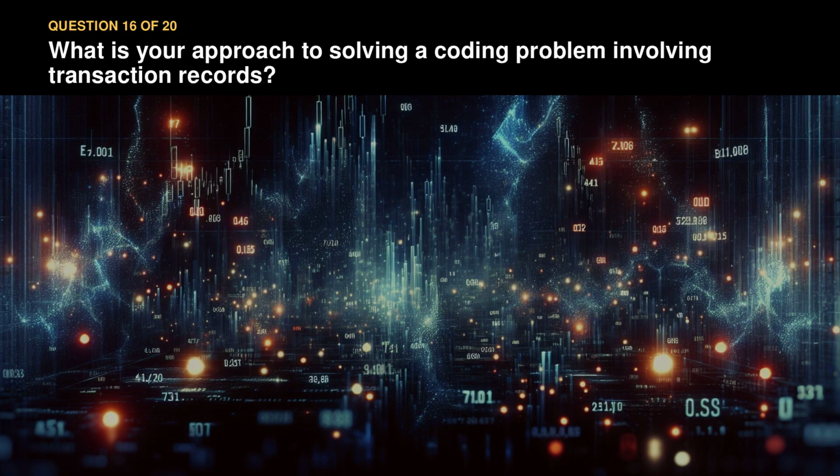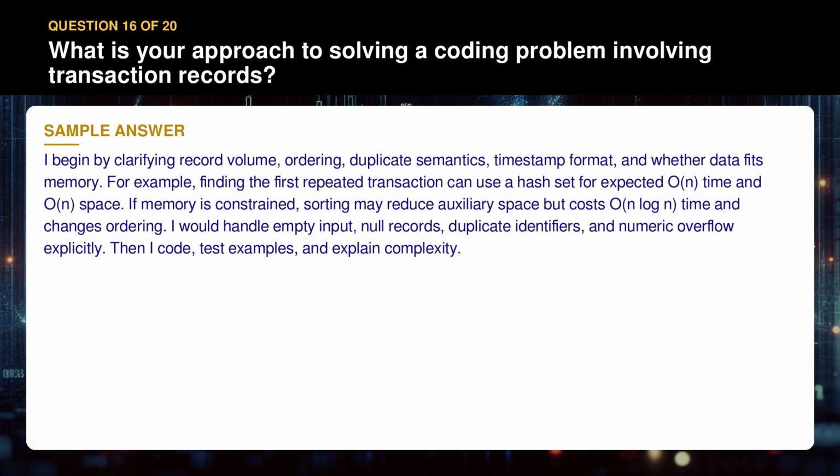Question 16. What is your approach to solving a coding problem involving transaction records? I begin by clarifying record volume, ordering, duplicate semantics, timestamp format, and whether data fits memory. For example, finding the first repeated transaction can use a hash set for expected O(n) time and O(n) space. If memory is constrained, sorting may reduce auxiliary space but costs O(n log n) time and changes ordering.